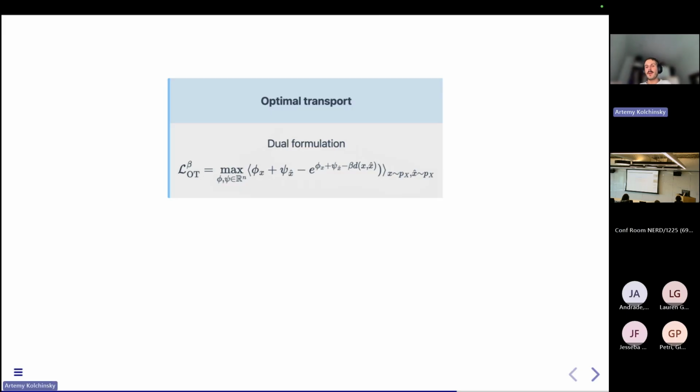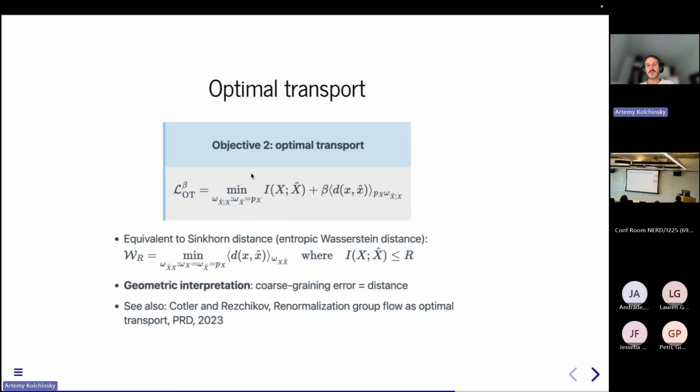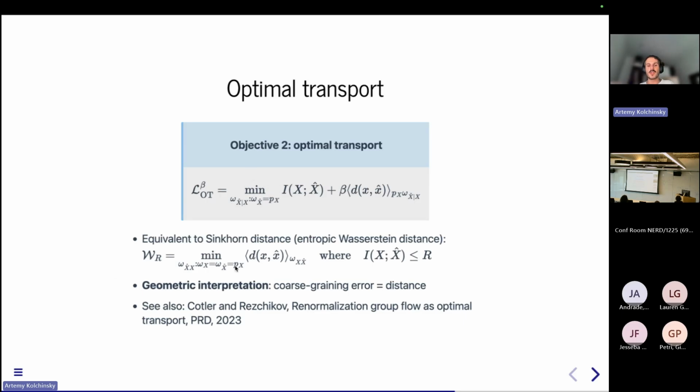I think it takes a little bit of algebra, but if you're familiar with convex duality, it's basically derived by convex duality. So these are the Lagrange multipliers that enforce these marginal constraints.